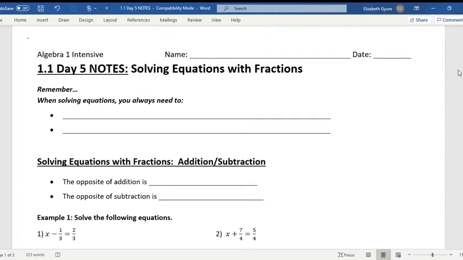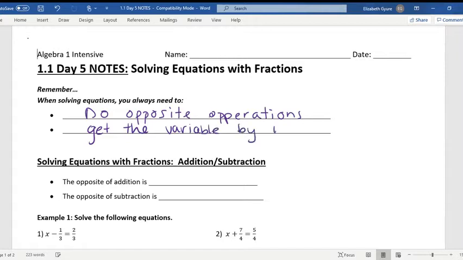So a couple things to remember when we're solving equations. There's two basic steps when we solve equations. The first thing is we want to do opposite operations. Remember, like the opposite of addition is subtraction. The opposite of multiplication is division. You want to do your opposite operations, and you want to get the variable by itself.